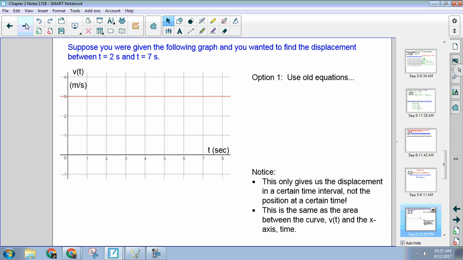All right, so suppose I gave you the following graph, and you wanted to find the displacement between 2 and 7 seconds. All right, so before I say anything, make some observations to yourself about the graph.